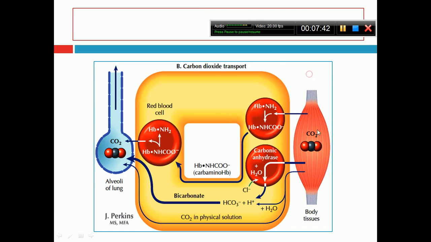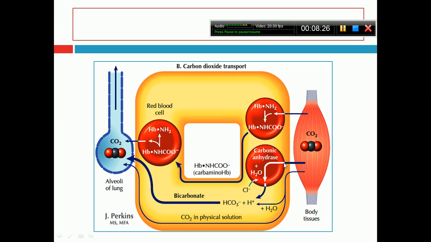ways by which carbon dioxide, which has to be disposed of, is being made in the body or in tissues in response to cellular respiration. So cells are respiring, they are producing carbon dioxide. So CO2 in physical solution can be dissolved in water of blood and simply goes out, comes here, and these are alveoli, comes here and simply diffuses out. That is number 1.